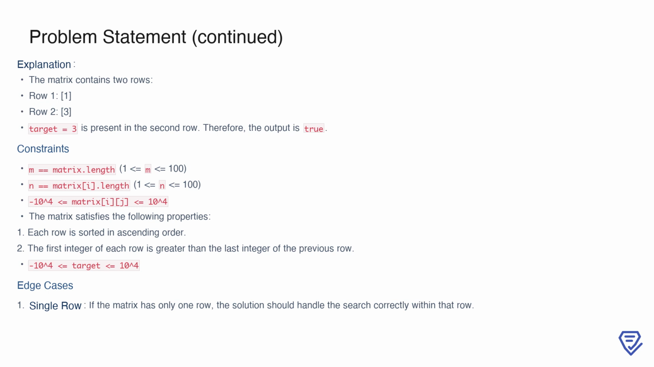Now, let's review the constraints and edge cases for this problem. The matrix can have up to 100 rows and 100 columns, so it's important to ensure that the solution is efficient. The values in the matrix and the target can range between -10⁴ and 10⁴, and the matrix always satisfies the given sorting properties. Let's also consider some special edge cases.